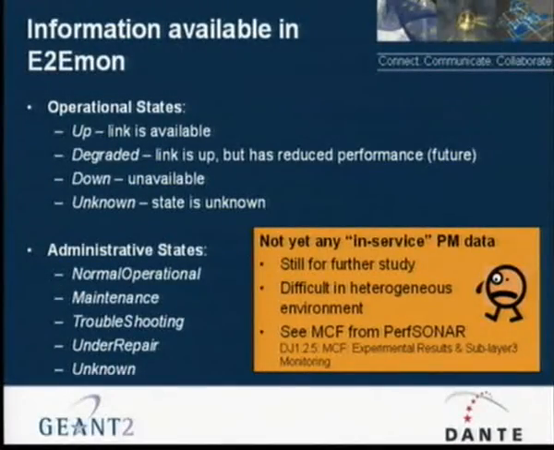You might remember at the beginning I said that it would be nice to have some sort of in-service performance monitoring as well. Well, basically that has not been implemented yet. It's really still a subject for further study. It is actually very difficult in this heterogeneous environment. But I would like to point you to a deliverable from JRA1, from the perfSONAR people. This is on metric concatenation function, where they look at layers 1 and 2, and they've written quite an interesting deliverable about that.